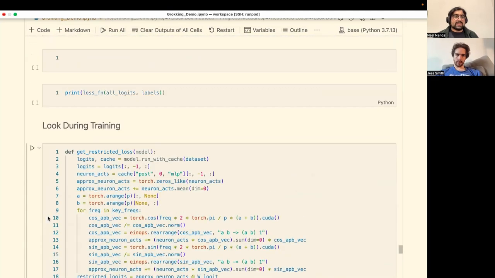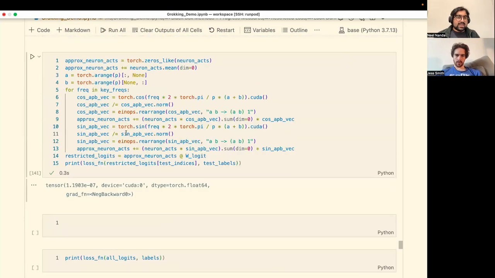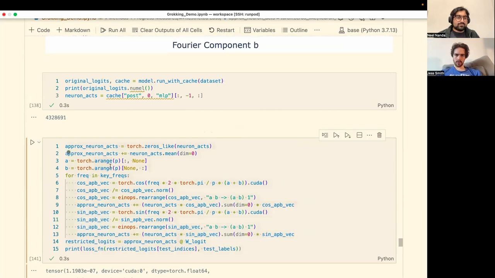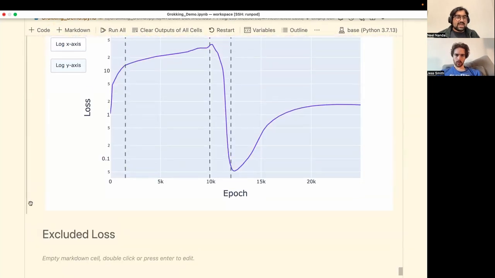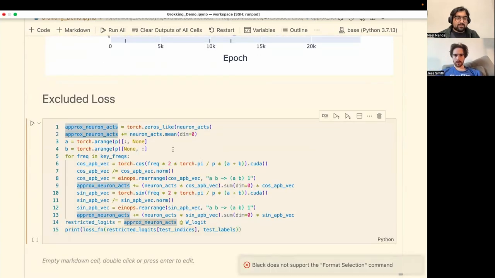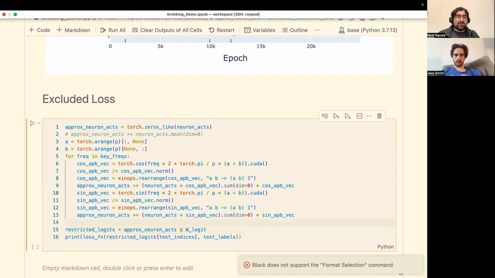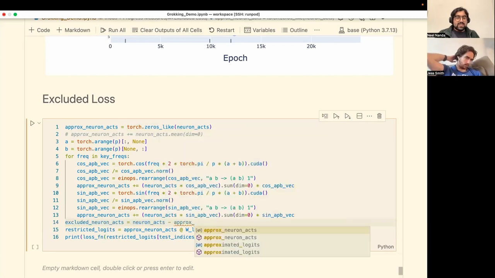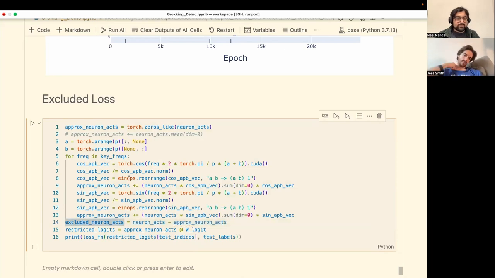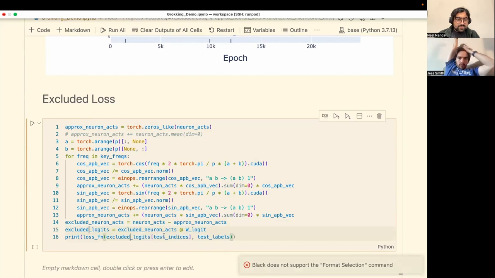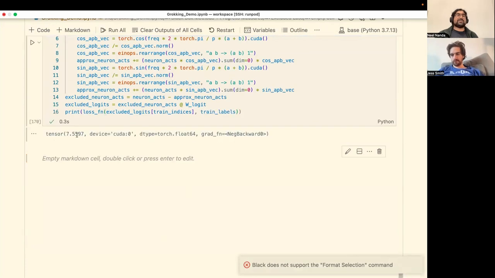So let's go and calculate this. I feel like I should be able to basically just copy this. And this time, when I have my approximated neuron activations, I'm going to get rid of the part where I add on the mean of the neuron activations. And now I'm going to take the excluded neuron acts as the neuron acts minus the thing we got via the restriction process. This time I'm going to look at the train performance, and it's catastrophically bad.